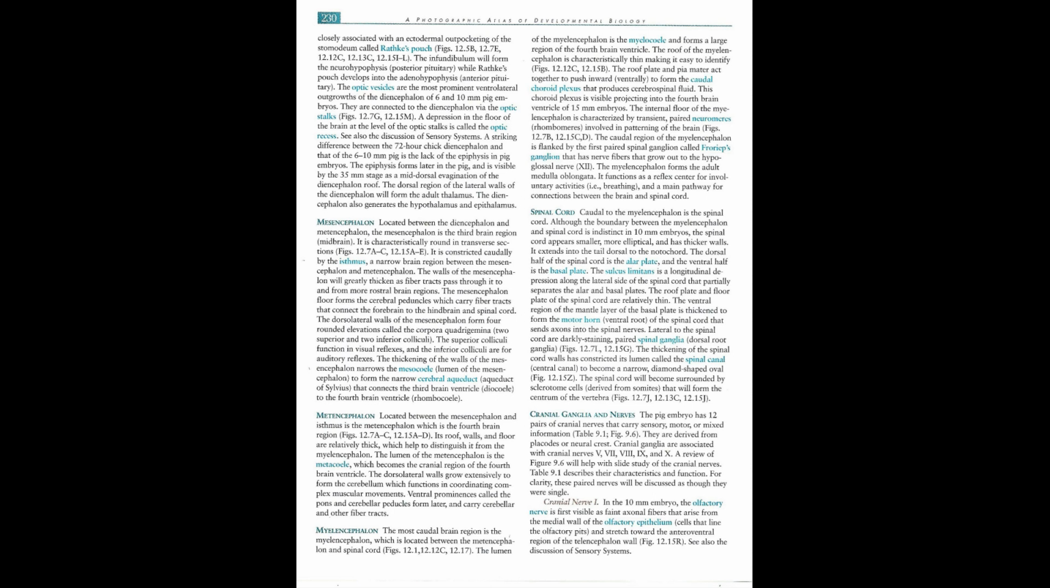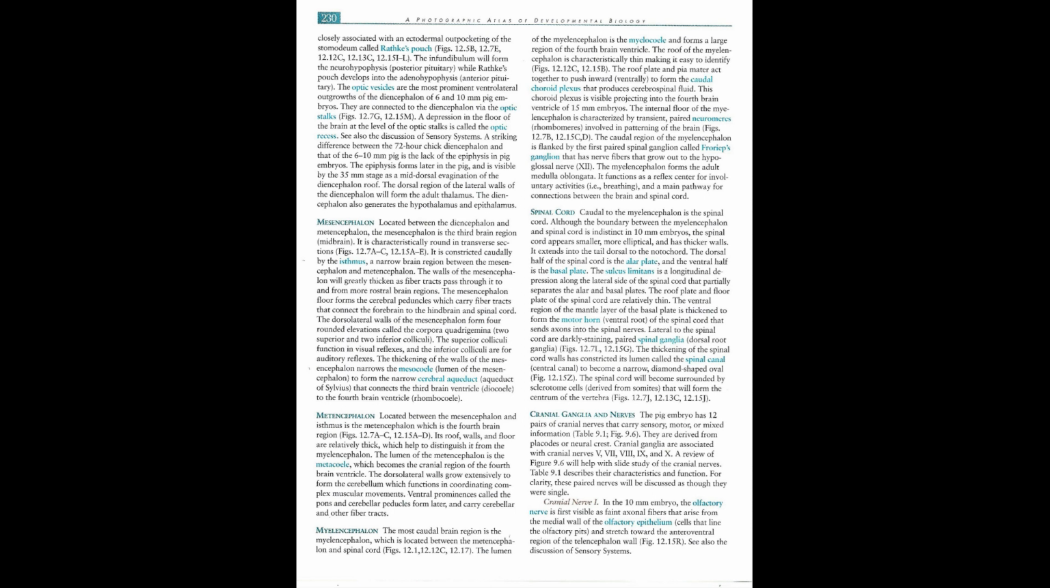Cranial ganglia and nerves. The pig embryo has 12 pairs of cranial nerves that carry sensory, motor, or mixed information, Table 9.1, Fig 9.6. They are derived from placodes or neural crest. Cranial ganglia are associated with cranial nerves V, 7, 8, 9, and X. A review of Figure 9.6 will help with slide study of the cranial nerves. Table 9.1 describes their characteristics and function. For clarity, these paired nerves will be discussed as though they were single.